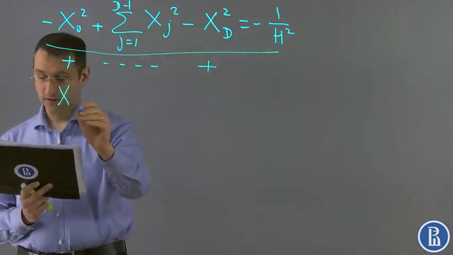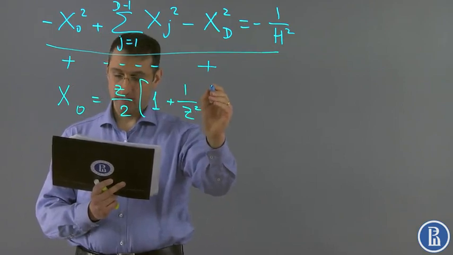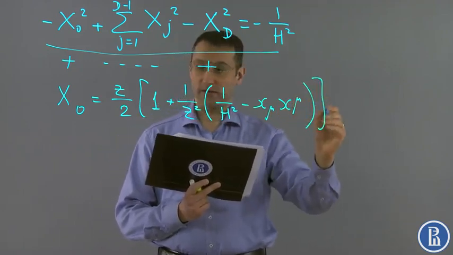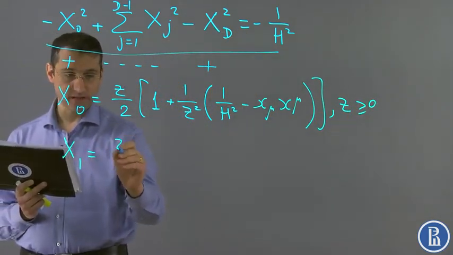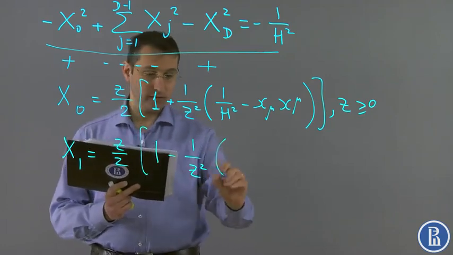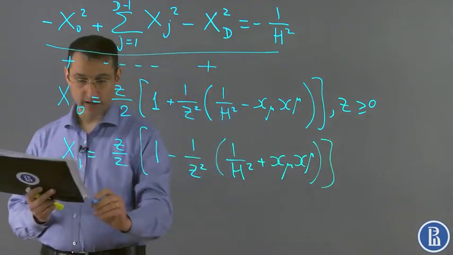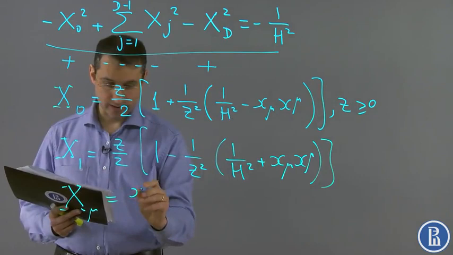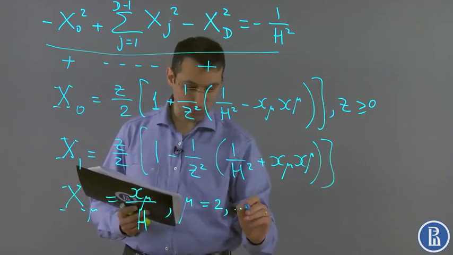as follows: x0 equal to z over 2, times 1 plus 1 over z squared times 1 over h squared minus x mu times x mu, and z here is greater or equal to 0. x1 is z over 2, times 1 minus 1 over z squared, times 1 over h squared plus x mu times x mu, and x mu, big X mu, is equal to x mu over h, where mu is ranging from 2 to d.